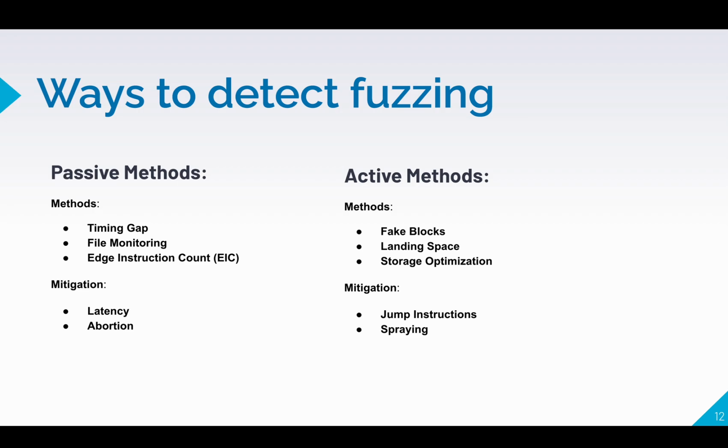For the active methods, the main goal is to mislead the fuzzer by modifying the program. One method is inserting misleading code blocks, called fake blocks, and redirecting the fuzzer to random instruction landing spaces, while minimizing fake block size to reduce the overhead. For mitigation techniques, we have jump instructions to reduce the performance impact, and spraying to distribute fake blocks to reduce hash collision.